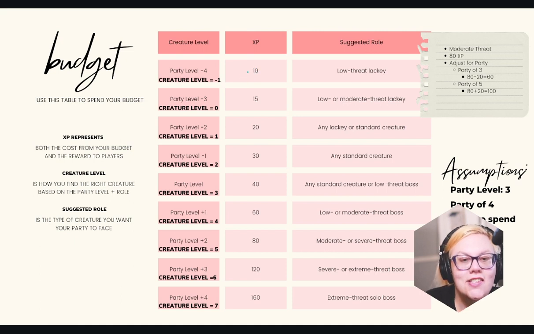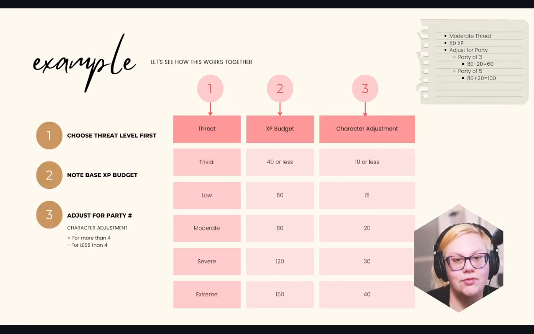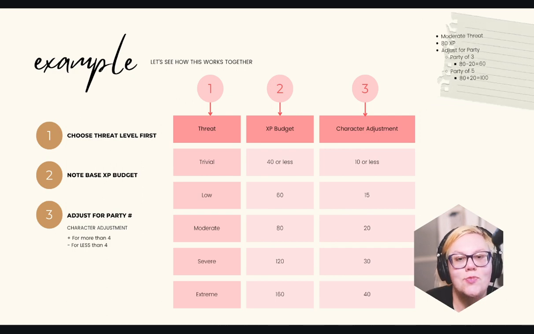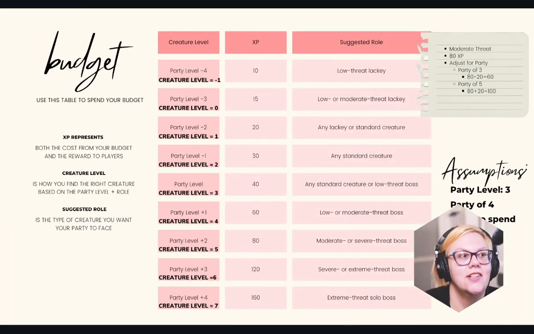Now, we obviously want to keep in mind our threat level a little bit, right? Because the challenge is already built in. So what do I mean by that? The challenge is built in from that previous table because we already said we wanted it to be moderate. So 80 experience points represents a moderate combat, moderate encounter. That means that 8 low threat lackeys, so party level -4, is a moderate challenge to the party. And that's that. That's it.